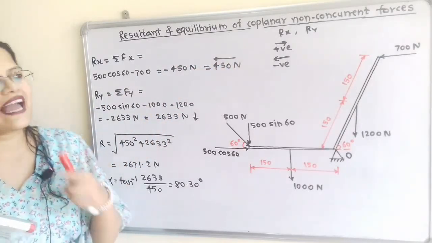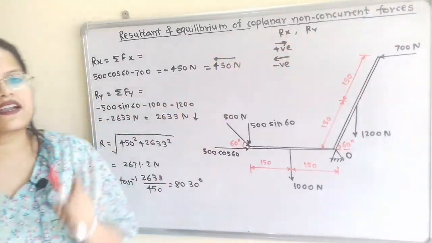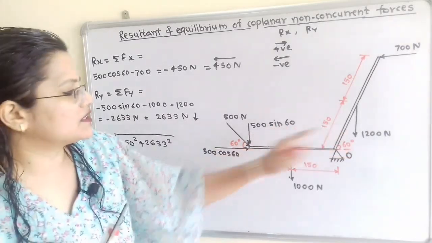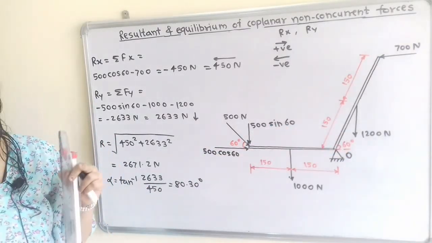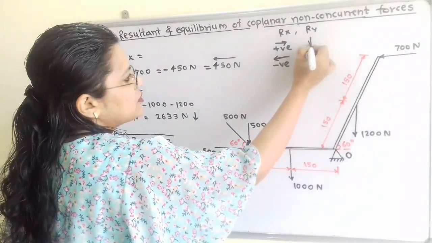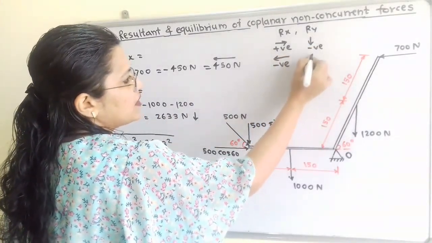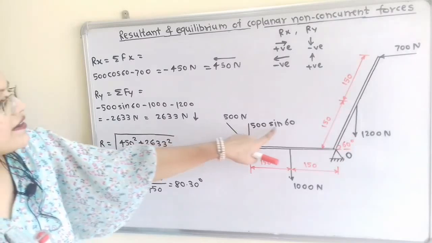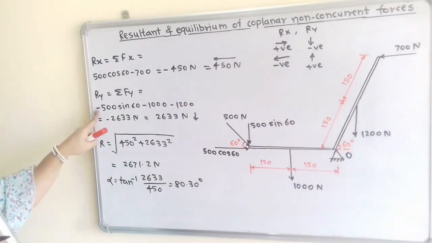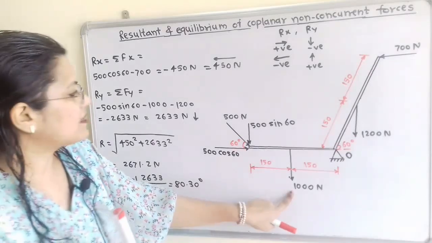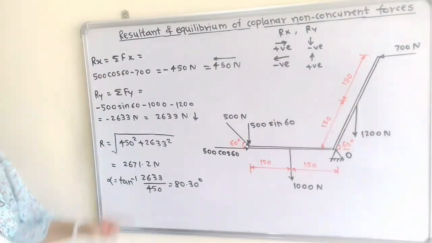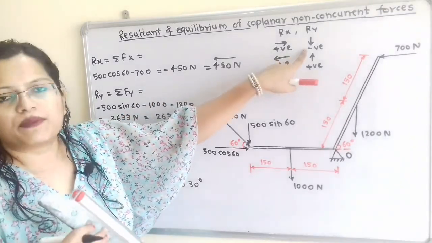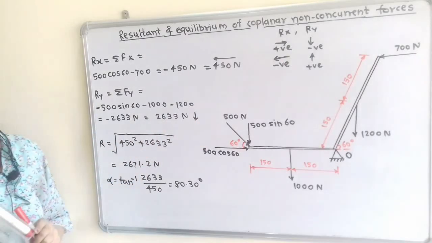Now we will calculate Ry, that is the vertical component of the resultant. So we have to add all the vertical forces. Here also we have to consider the sign. For the downward direction we consider negative and for the upward direction we consider positive. So minus 500 sin 60 minus 1000 minus 1200 Newton. So the answer is minus 2633 Newton. In terms of direction, because of the negative sign, we give the downward direction.